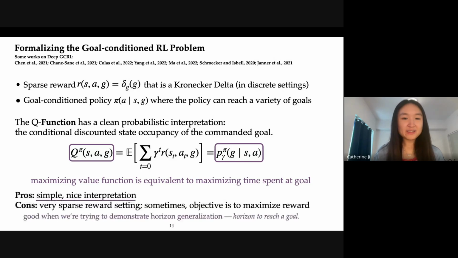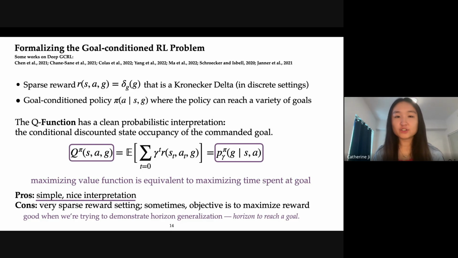This is very clean. So the pros are, this has a simple, nice interpretation that is good for our purposes when we're trying to explain and show this phenomenon of horizon generalization. But the cons are, yes, we are working in a very sparse reward setting. And also sometimes our objective is just to maximize reward. Sometimes we might not actually want to get to some fixed goal state, for example, in a video game. But again, in our case, this simple interpretation is very important, generalizing from goals within a shorter horizon to a longer horizon, where the problem setting is literally to reach goals.